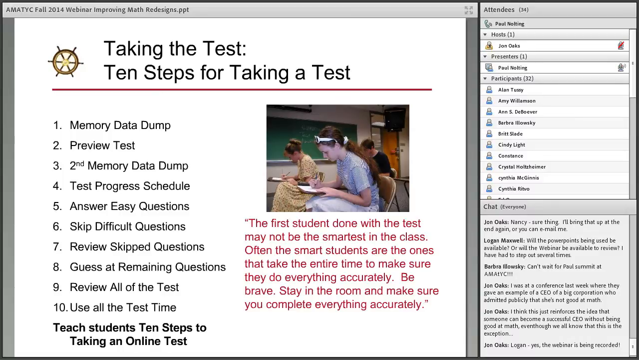Okay. 10 steps for test taking. Most of you have seen this before. But what we're looking at is that memory data dump is the cheat sheet. It doesn't matter if you're online or not. You can do that. Second, memory data dump after you preview the test. Of course, when I tell them to preview the test, whoa, preview the test. What happens online? Well, the question is, can you go back? Or you can't. We got to figure that out because that's a different test taking strategy.